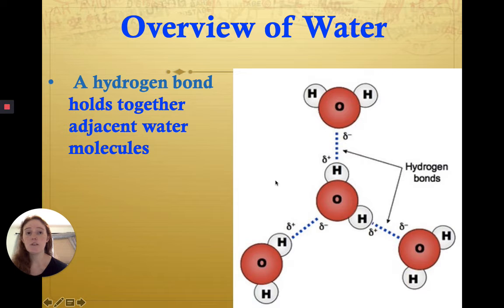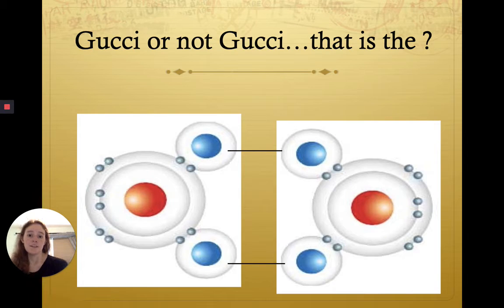Now, hydrogen bonds are super weak bonds, extremely easy to break. So we have covalent bonds within a water molecule and hydrogen bonds holding water molecules together. So would this be a possibility? Would you be able to have one water molecule hydrogen bonding to another water molecule from the hydrogens?